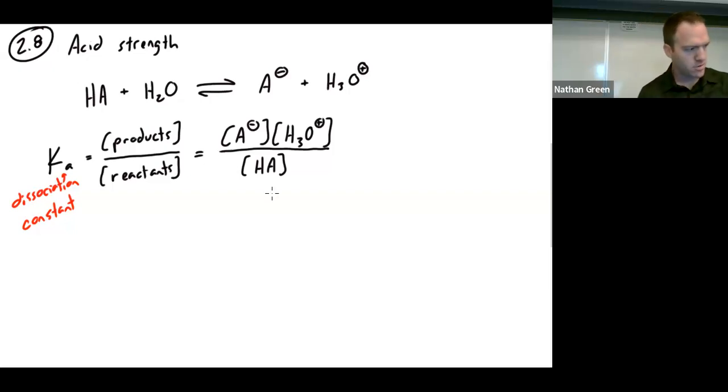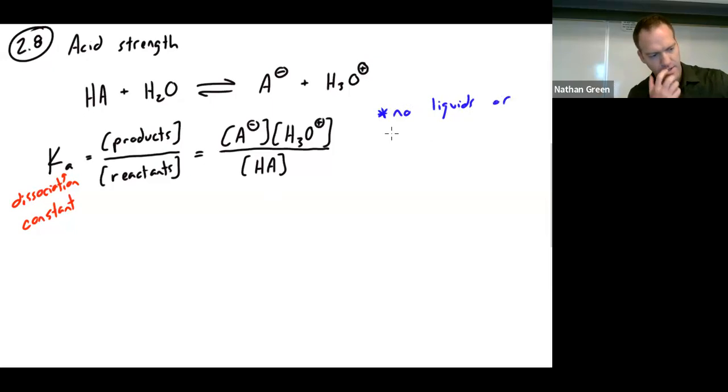So no liquids or solids in equilibrium equations.